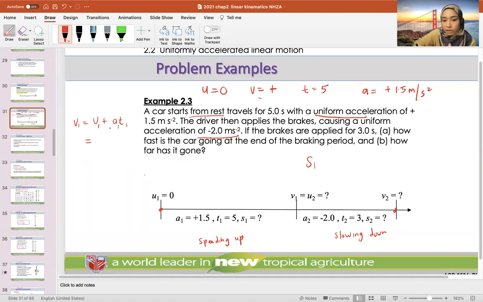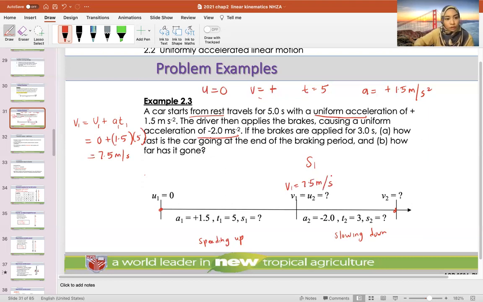So we know what is our U1, it's 0. And then our A is plus 1.5, and we know the time, it's 5. So can someone calculate this for me? 5 times 1.5, 7.5. So it's 7.5 meter per second. So that is your V1. So V1 is equal to 7.5 meter per second.